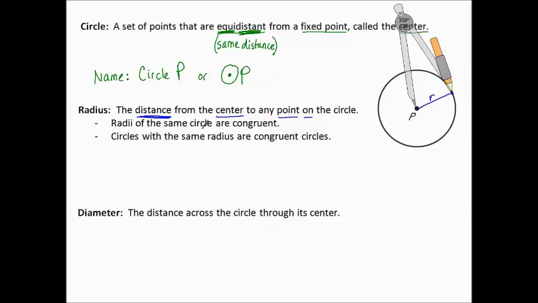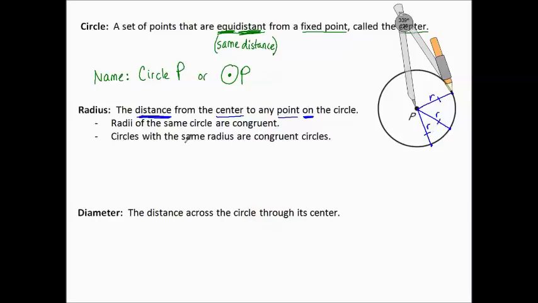Radii of the same circle are congruent. So if I draw another location where here's also the radius, well, because it's defined as the distance from the center to a point on the circle, it's going to be the same distance because that's the definition of the circle. So anywhere that I choose to draw the radius is going to be congruent, anywhere at all.